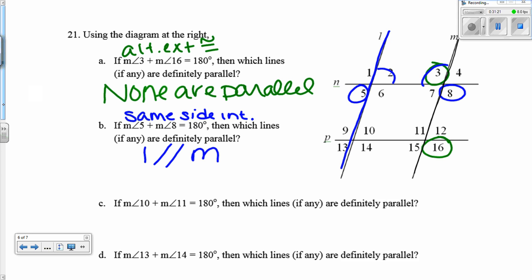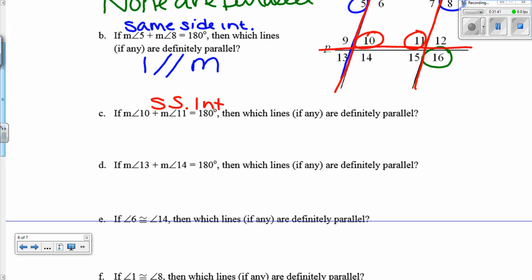For C, 10 and 11 add up to 180. Here's 10, here's 11. Well, we're using L and M this time with P as our transversal, but these are still same side interior. And since same side interior are supplementary, this is telling me that L is parallel to M.